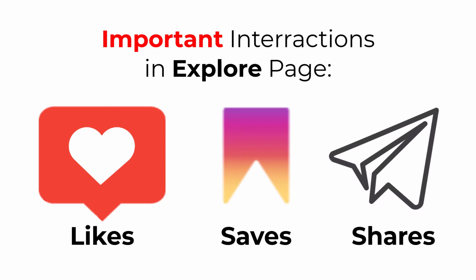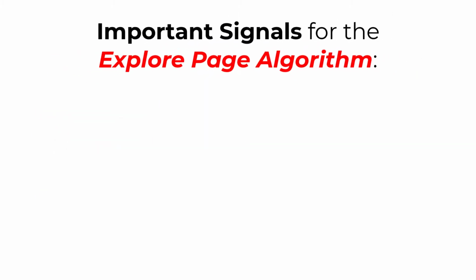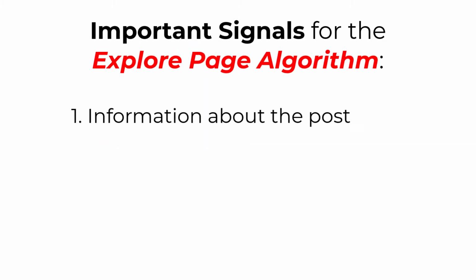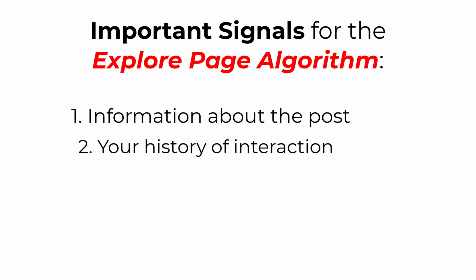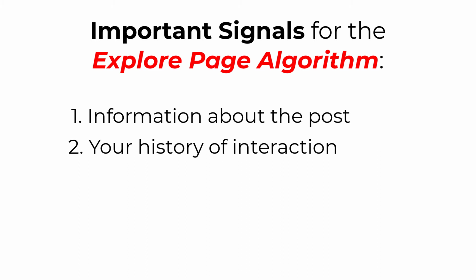And the most important signals for the Explore page algorithm are: 1. Information about the post. How popular is a post? How much engagement does it get, and how quickly? If a lot of people are liking, commenting, sharing, and saving a post, it's a huge indicator for the Explore page's algorithm.